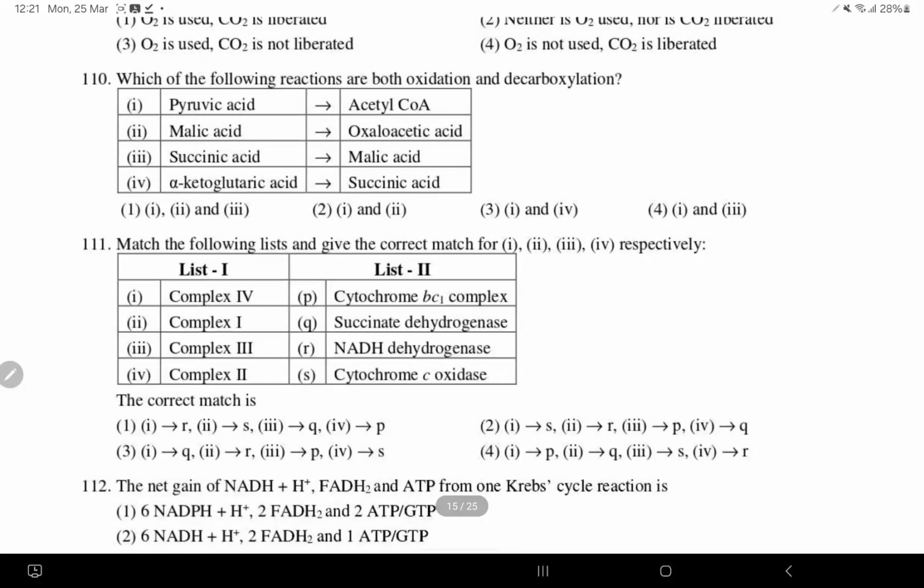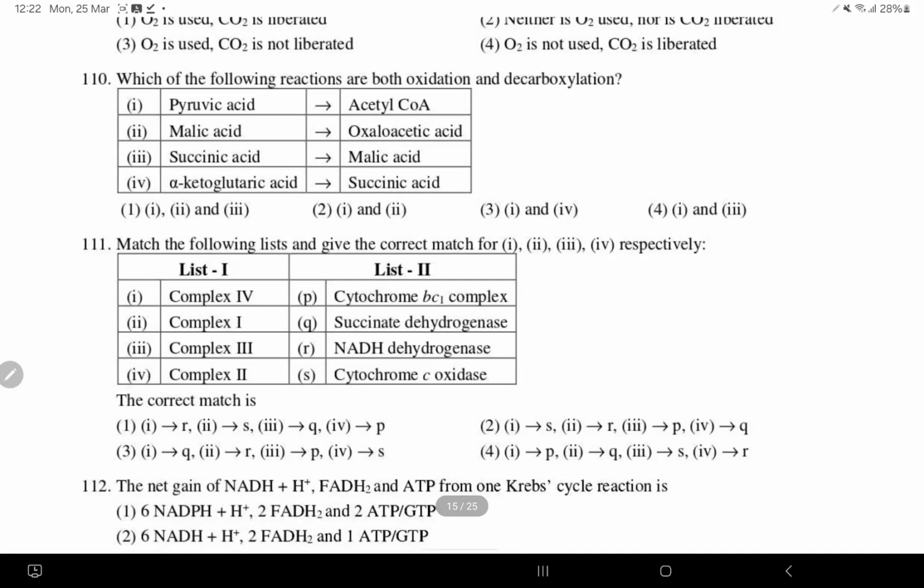Which of the following reactions are both oxidation and decarboxylation? So both it has to be. Both oxidation and decarboxylation reactions. Pyruvic acid is both oxidation and decarboxylation. Yeah, right? So option 1 will be there. Malic acid is oxidation, no. So 2 will not be there.